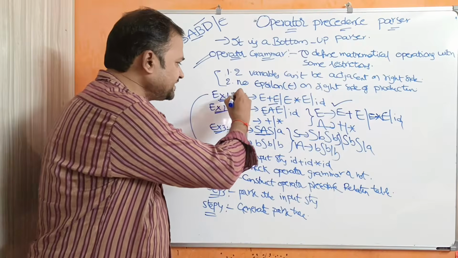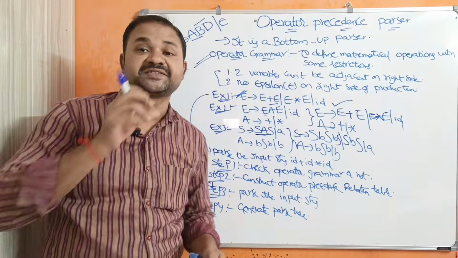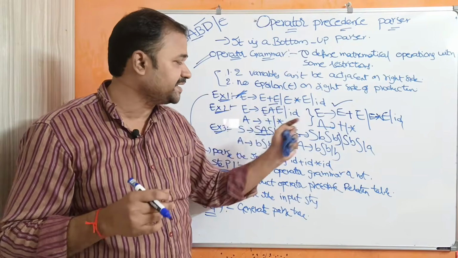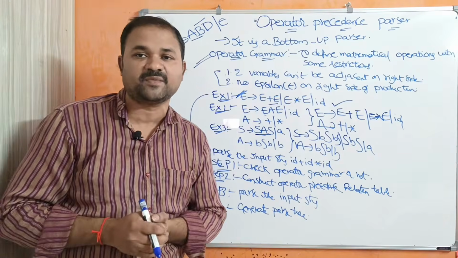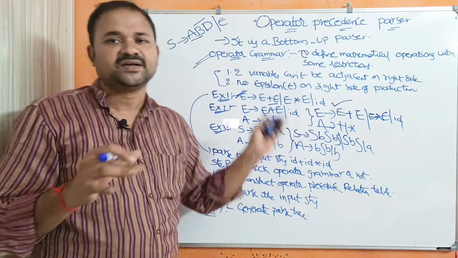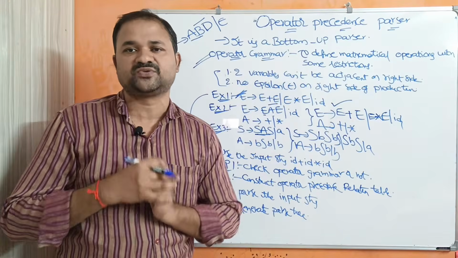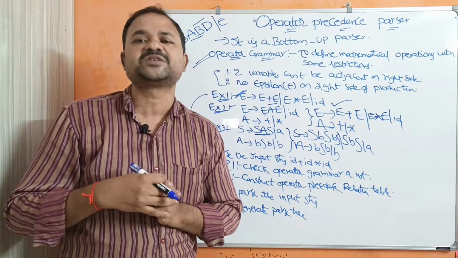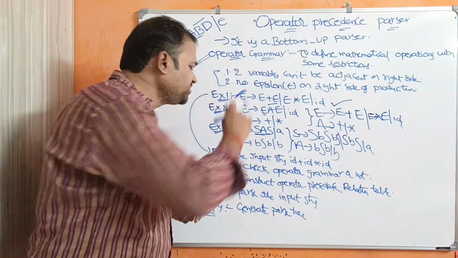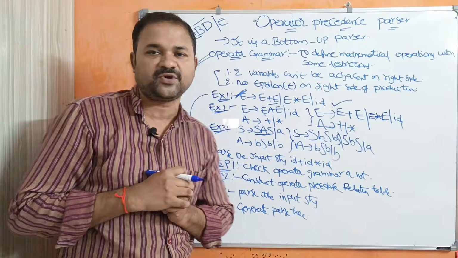So we know that this grammar, E produces E plus E or E star E or ID, is an ambiguous grammar. But the operator precedence parser accepts some of the ambiguous grammars also. Operator precedence parser handles this ambiguous grammar. There is no problem. Okay.